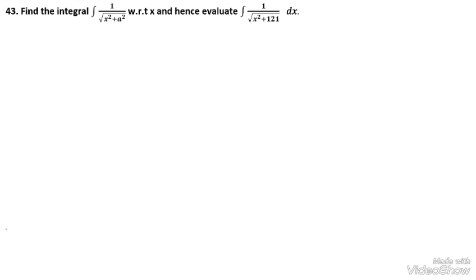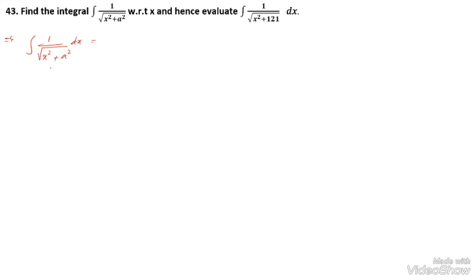Question number 43. Find the integration of 1 divided by x square plus a square with respect to x, and hence evaluate the integration of 1 divided by root of x square plus 121 dx. Here I am considering the integral of 1 divided by root of x square plus a square dx. Here we can't solve directly by using the formula, so first we have to take a substitution.